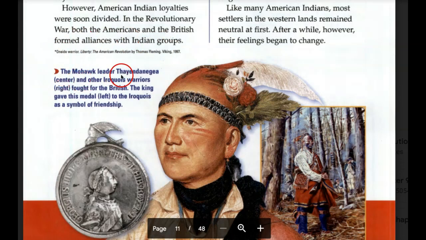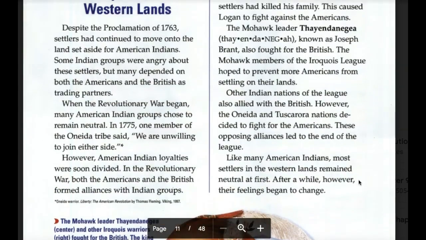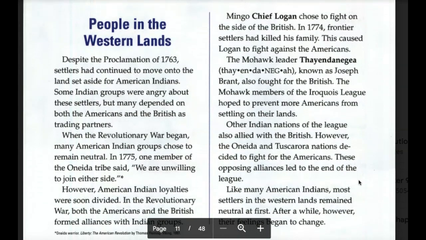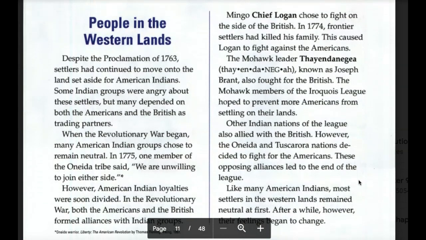The Mohawk leader and other Iroquois warriors fought for the British. The king gave this medal to the Iroquois as a symbol of friendship. Mingo chief Logan chose to fight on the side of the British. In 1774, frontier settlers had killed his family. This caused Logan to fight against the Americans.